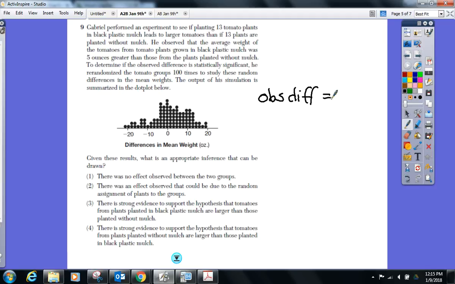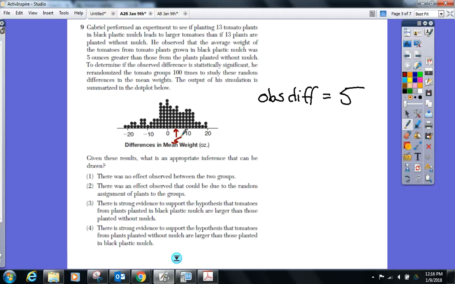Well, I don't have to. It's right in the problem here. I don't even have to look at the dot plot yet. There you go. Observed difference was 5. I take that, and I find out where it is in the dot plot. I can't tell exactly, but it's somewhere around here. Here's where 5 is.